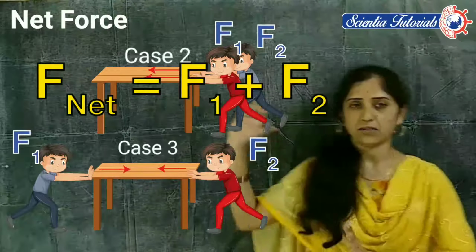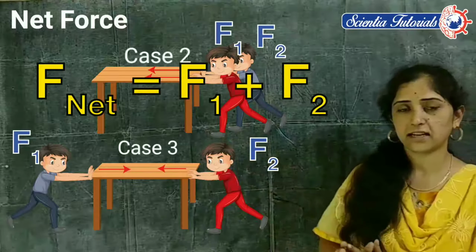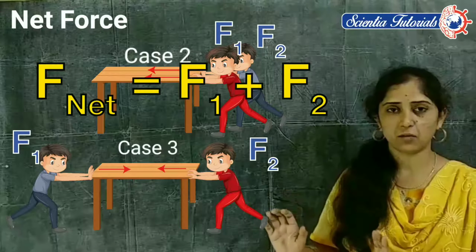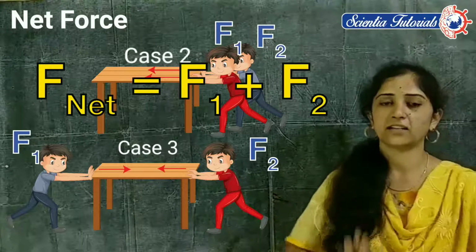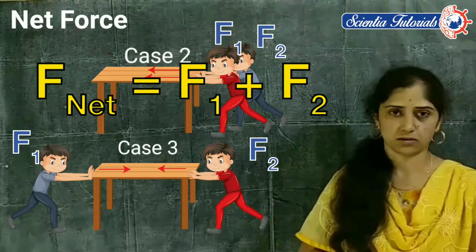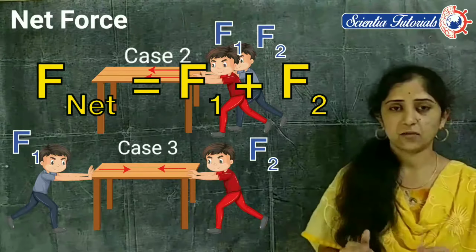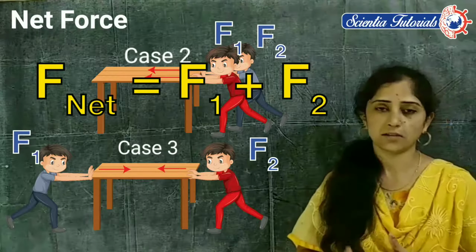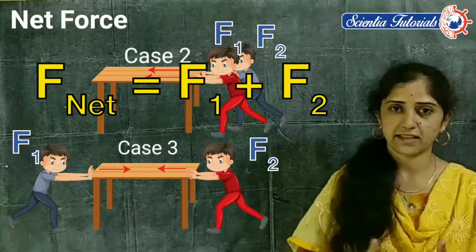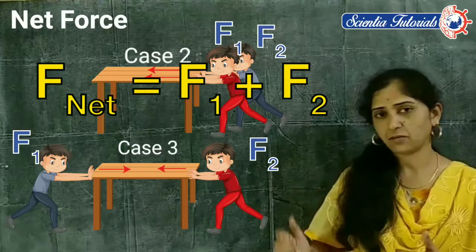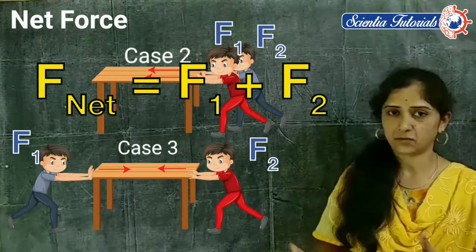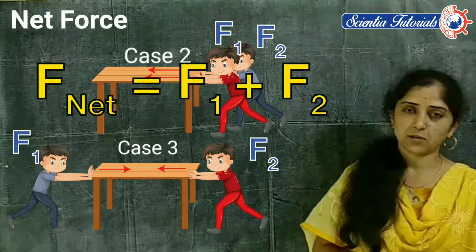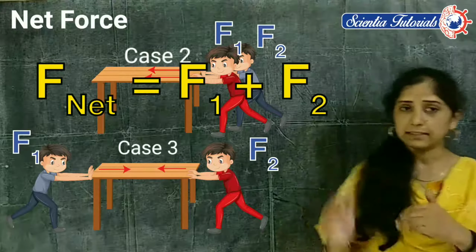What did we observe in the second condition? In the second condition, you and your friend apply the force on the table in the same direction. In this condition, net force is equal to F1 plus F2, where your friend's applied force is F1 and your applied force is F2. So next, what about the third condition?